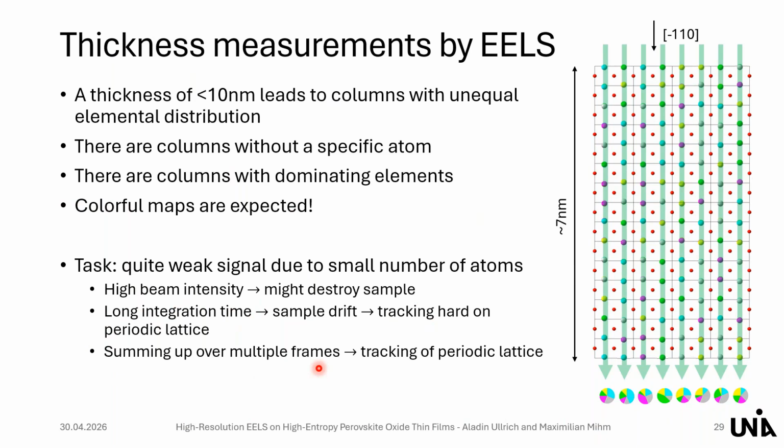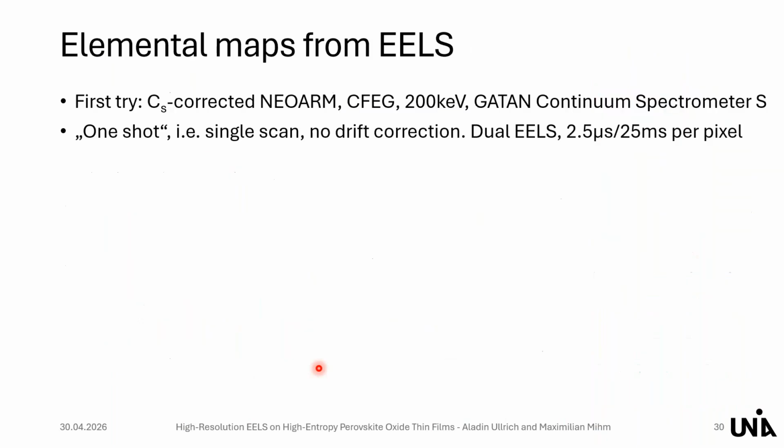So let's start with our first attempt, or actually it's not the first attempt, but the first measurement after optimizing the parameters that I can show you. So we used a CS-corrected Neo-ARM instrument with a cold field emission gun, beam energy was 200 kiloelectron volts, and we just used the Gatan Continuum spectrometer S.